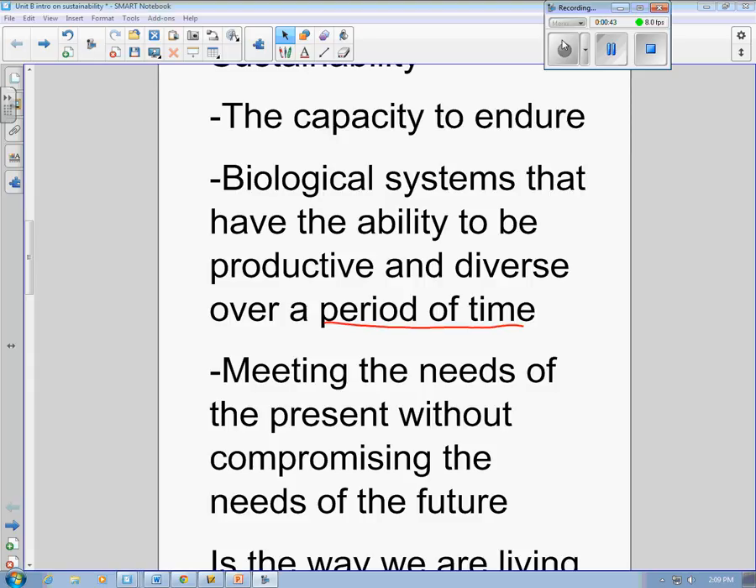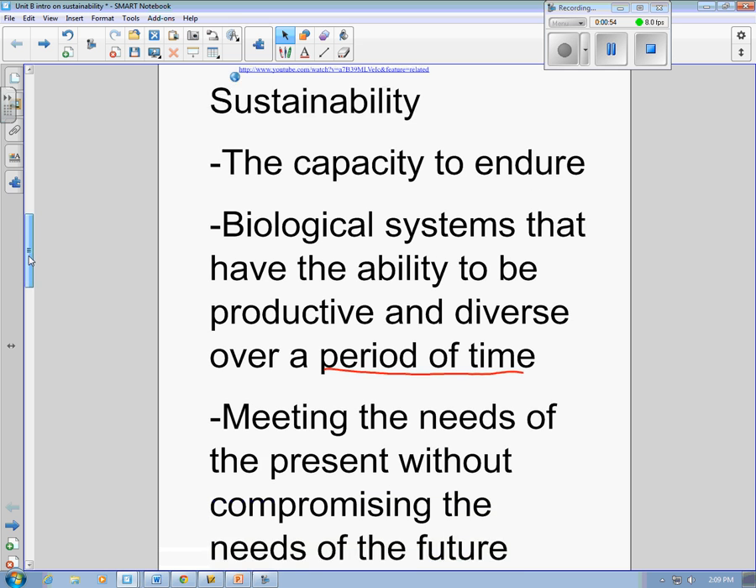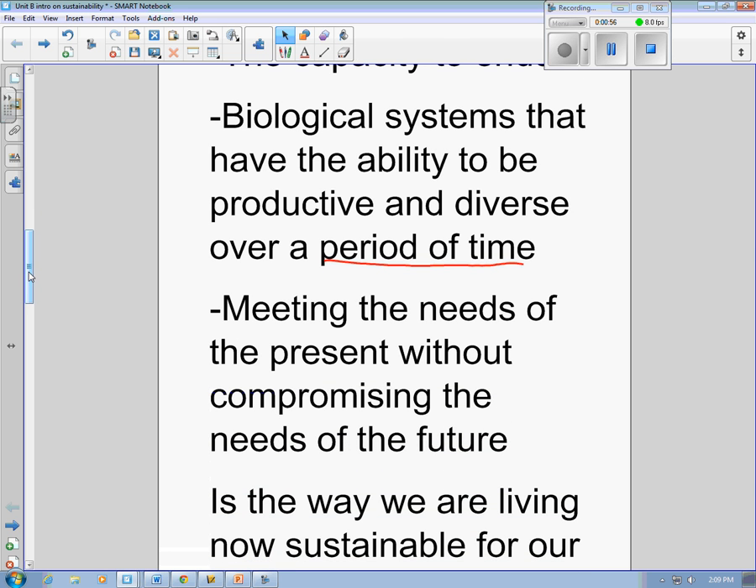So in front of you, you have three definitions of the word sustainability, and we're talking about whether we're living in a sustainable way or not. So kind of really focused on this third one right here.